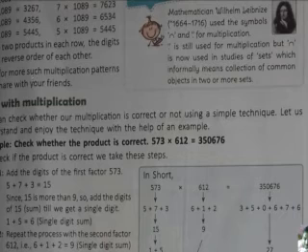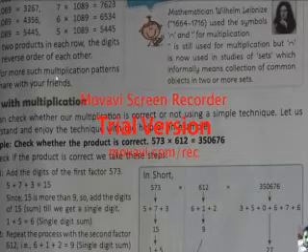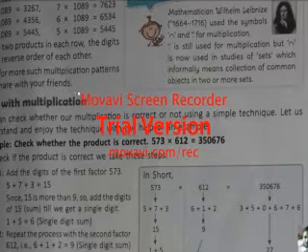So here it has been said, in the two products, in each row the digits are in reverse order of each other. Look for more such multiplication patterns and share with your friends.